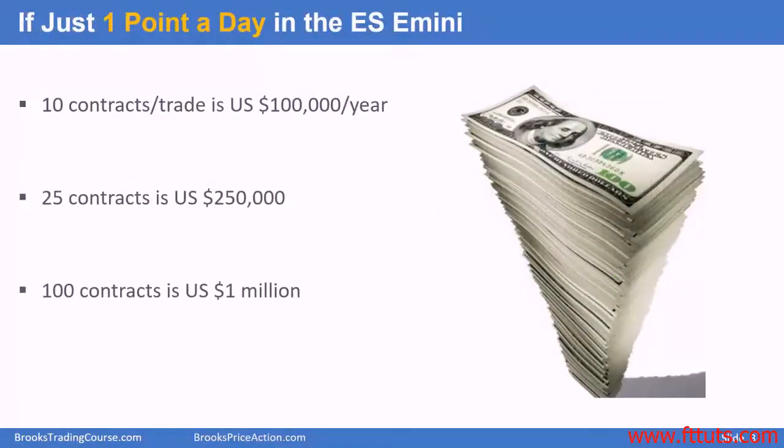Think about this for a second. If you start out making just 1 point a day in the E-mini, and then you work your way up to 10 contracts per trade, then that translates into $100,000 a year. If you get up to 25 contracts, that's $250,000 a year with just a single point per day. And if you ever get up to 100 contracts, that translates into $1 million of profit.